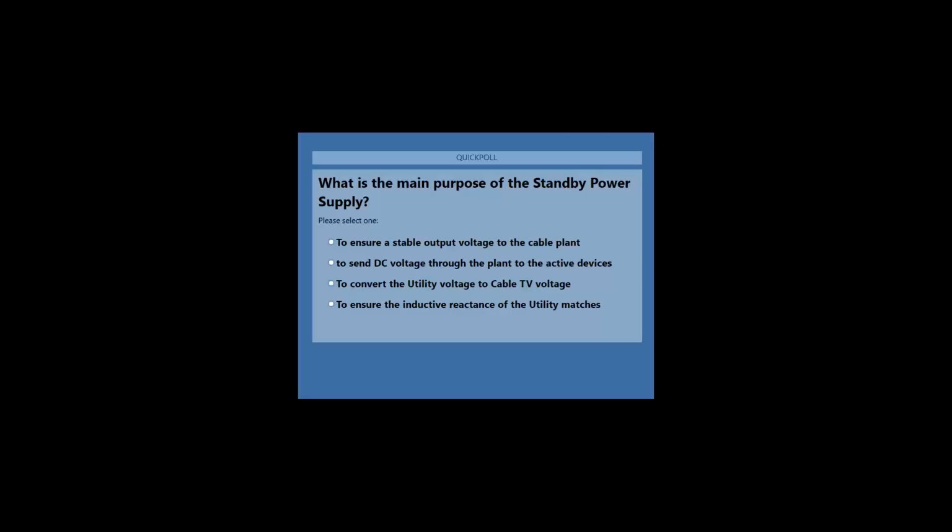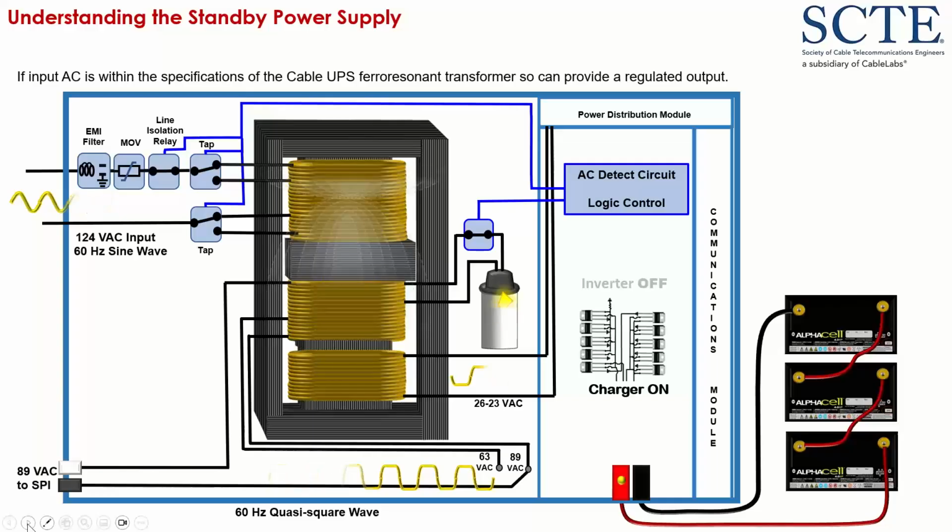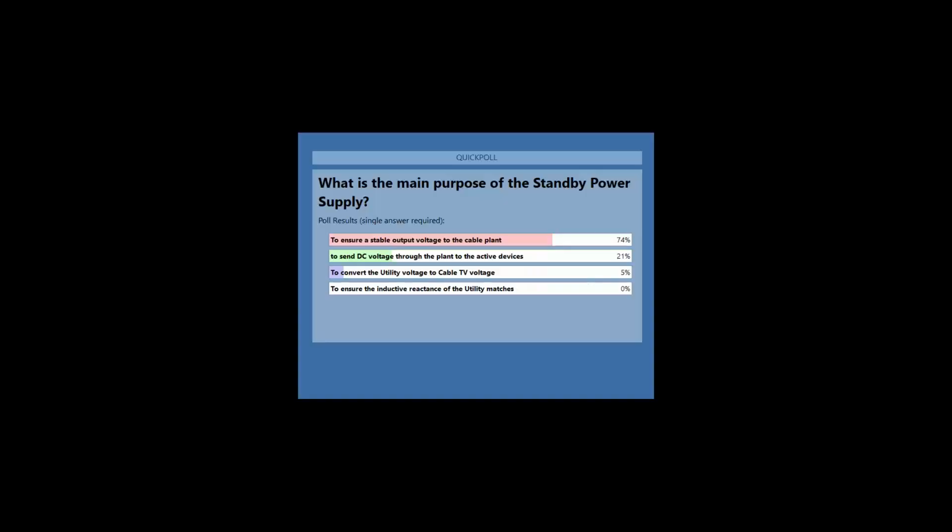Yeah, so I'm going to close the poll, and then let's see if I can remember how to share it. There we go. So let's see. 74% answered to ensure a stable output voltage to the cable plant. And then 21% answered to send DC voltage to the active devices.